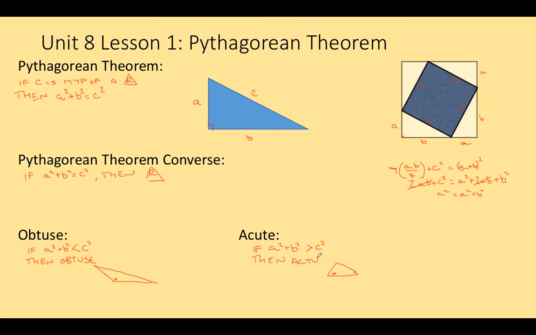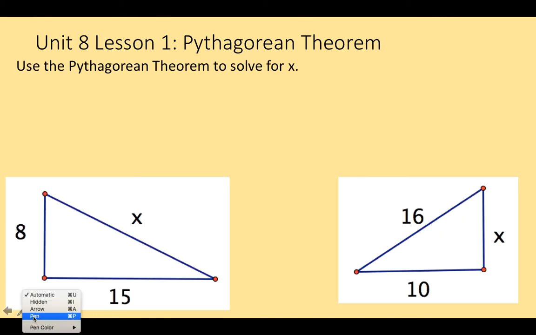And so this is how we're going to use the Pythagorean theorem converse in order to classify triangles as acute, obtuse, or right. All right, so some quick examples here.